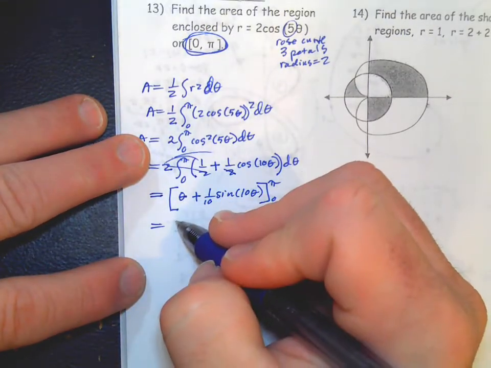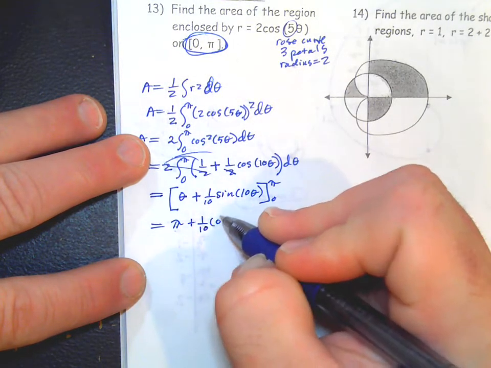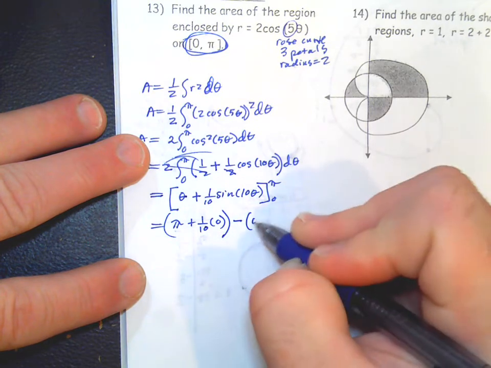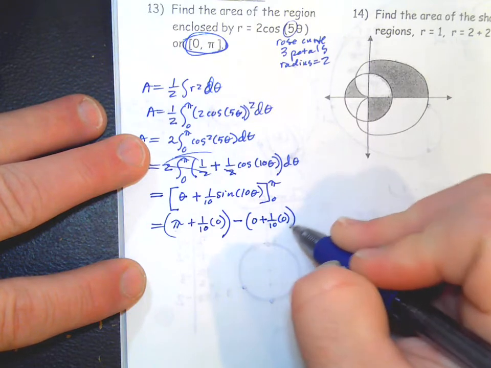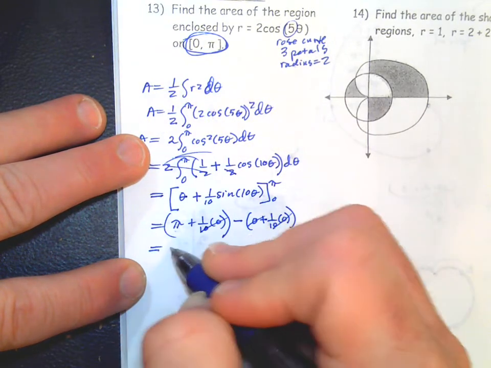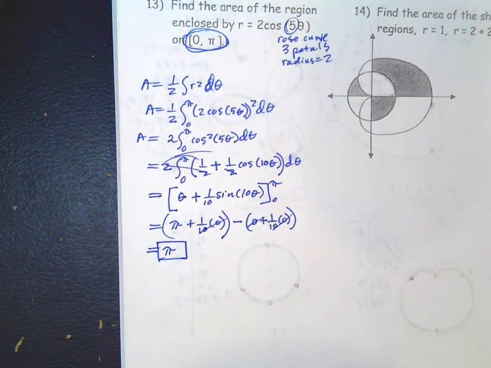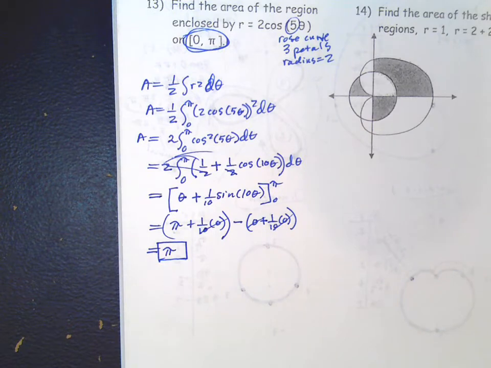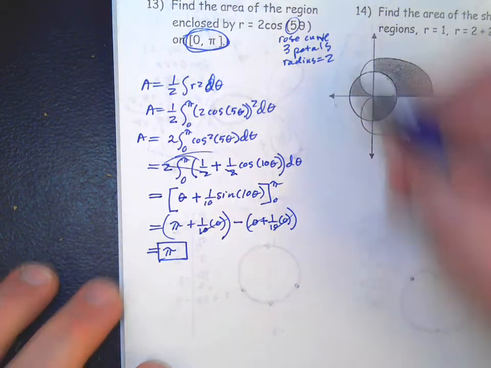And so we plug in pi. Sine of 10 pi is 0. And we plug in 0, and sine of 0 is 0. And so the answer ends up just being pi. Alternatively, you could find 1 petal and multiply by 5, but I think that's a lot more complicated because then you have to figure out where the petals end and begin. If they ask for 1 petal, I'd find the whole area and just divide it by 5. That'd be the way to go there.